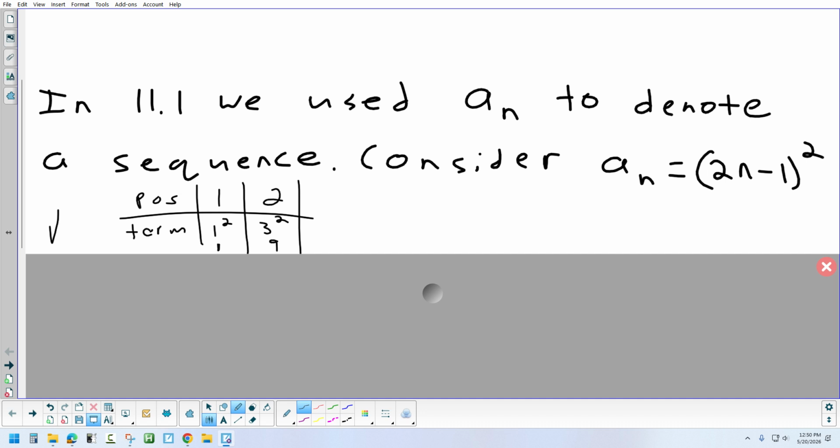How about if you plug in 3? Yep, 25. 2 times 3 is 6, minus 1 is 5 squared. I think if you write the pattern squared, you'll see what it is quicker. And let's just do one more. If you plug in 4, yep, 7 squared. So basically, this is odd numbers squared. That's the pattern: odd numbers squared.